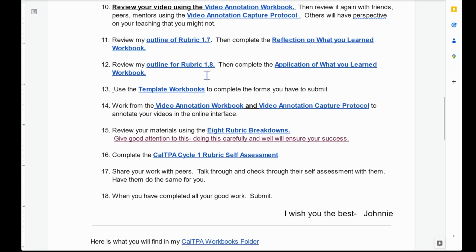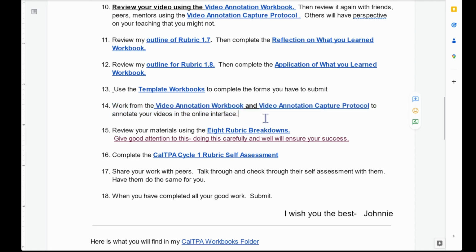And then all the work that you've done in your workbooks, take those, take the good writing, the notes, and then go ahead and complete the actual forms that have been given to you by your program. And then using your video annotation workbook and your video annotation capture tool, go to the online interface for CalTPA and go ahead and mark up your video. You might do that with a peer just to make sure you get the right things in the right places.